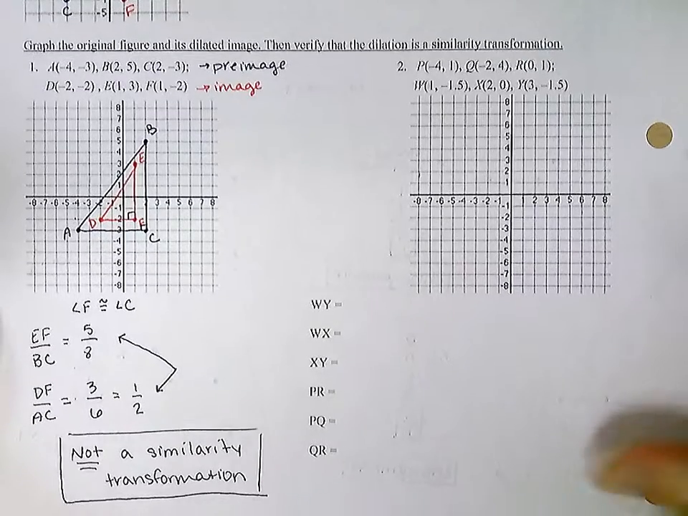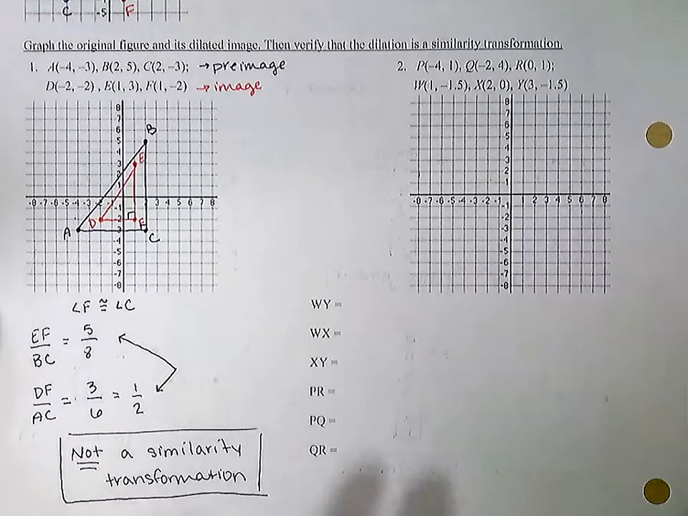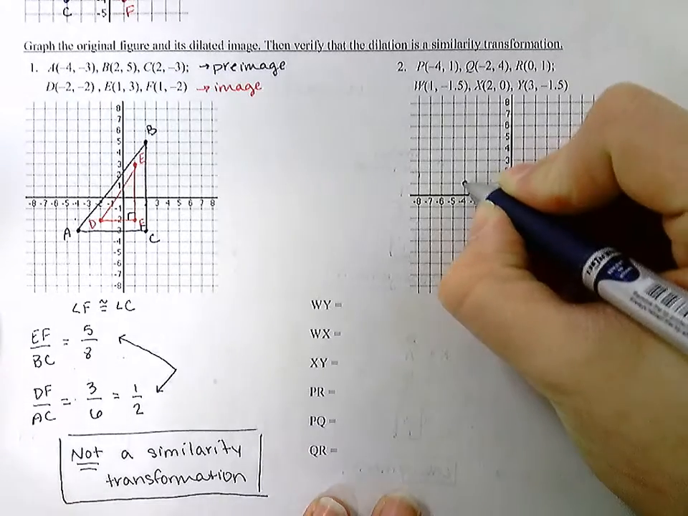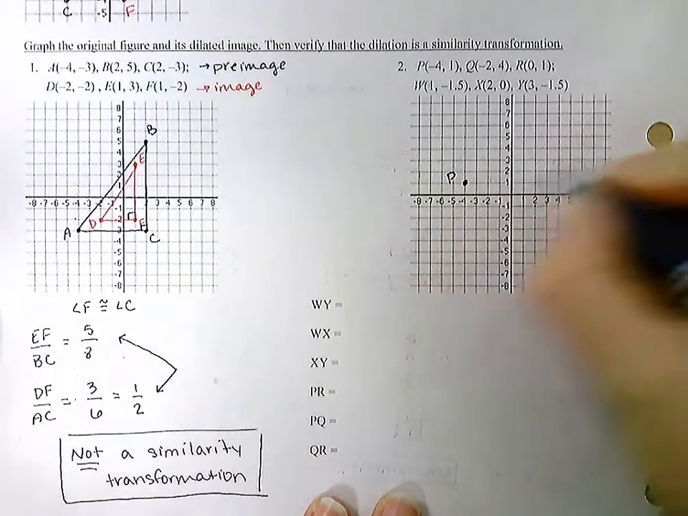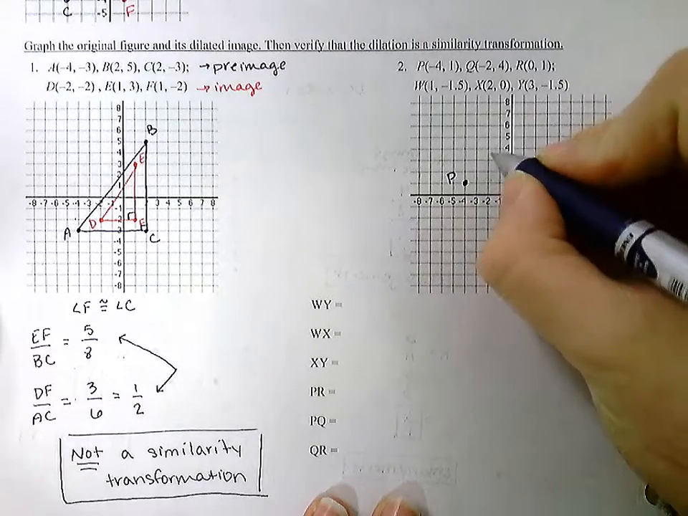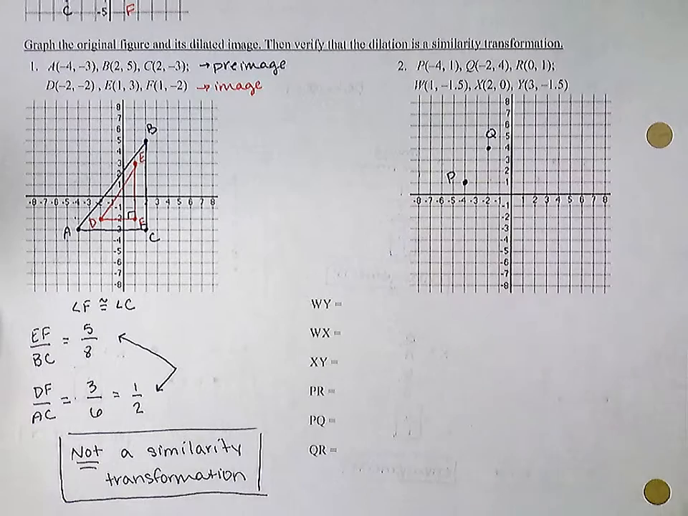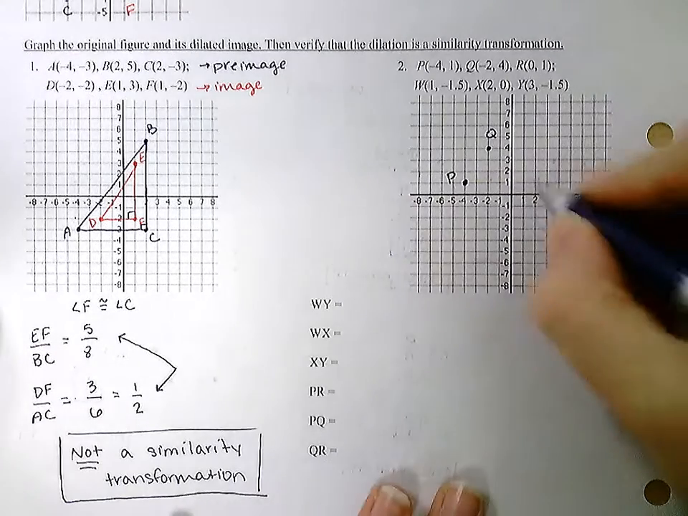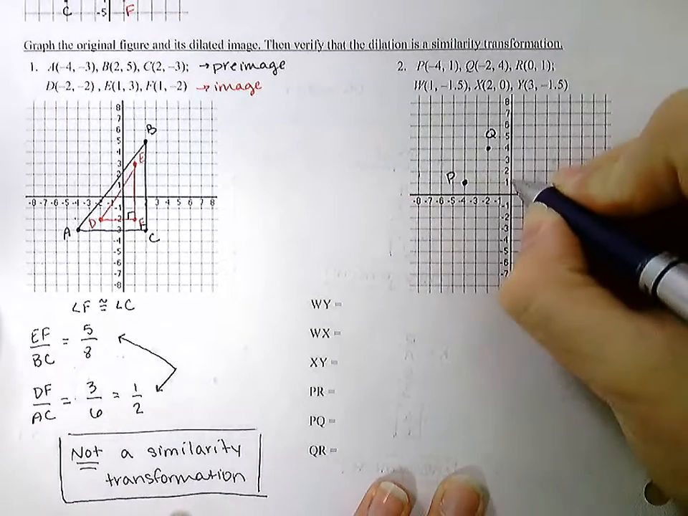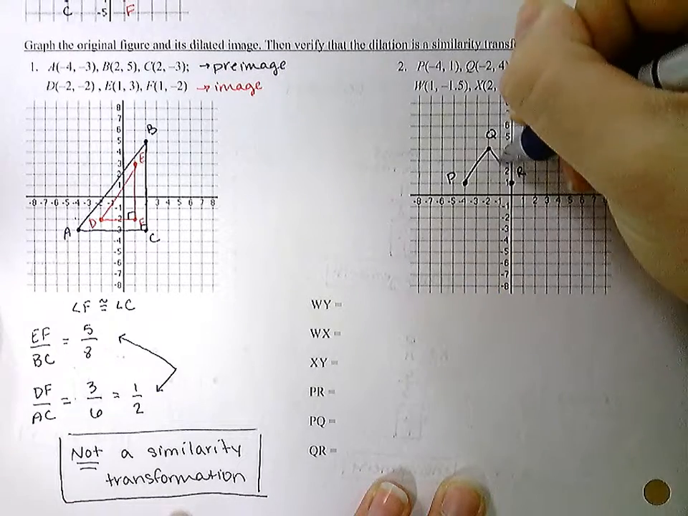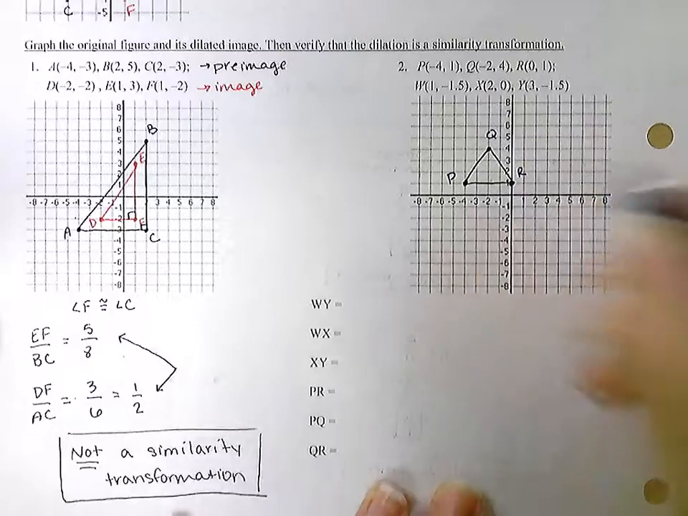All right, then number 2, again, I'm going to plot these points here. So P is at -4, 1. Q, -2, 4. And if you haven't plotted these yet, make sure you do. R is at 0, 1. Okay, so that's my pre-image.